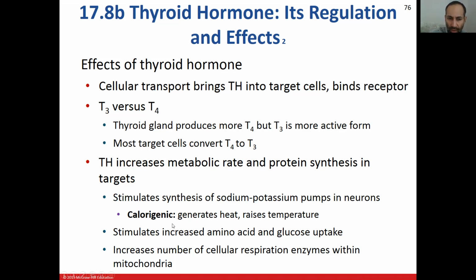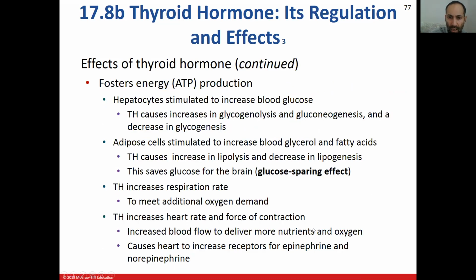It also stimulates your protein and sugar uptake, okay? And your breathing also picks up. All right, so these are all of the effects of your thyroid hormones. Let's see what it does to the liver. The liver causes an increase in glycogenolysis and gluconeogenesis and a decrease in glycogenesis, meaning your blood sugar goes up, okay? What happens to your fat tissue? They break down, okay? So you become skinnier, you break down fat.